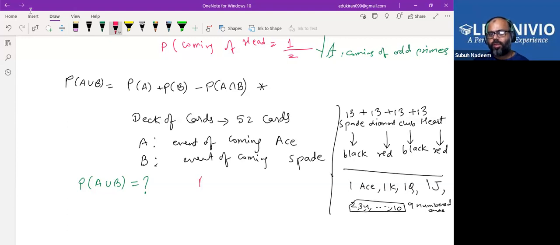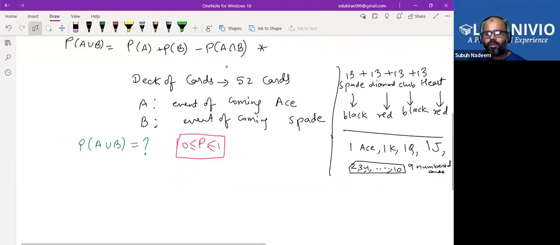Probability is always between 0 and 1. So that you talk about the number of cards. Now you have to find the probability. So what would be the probability?